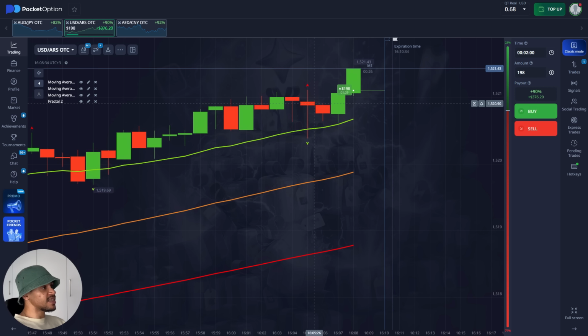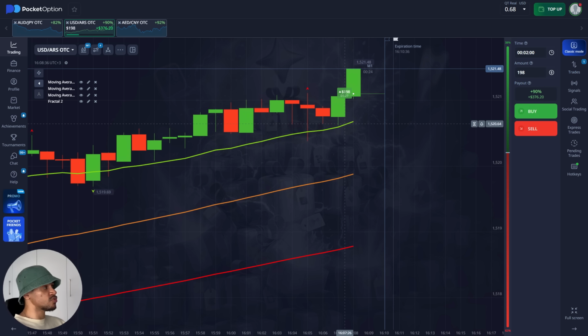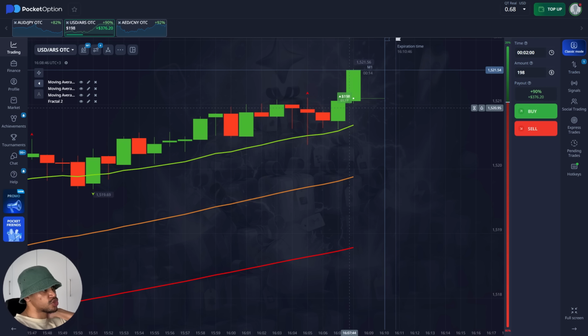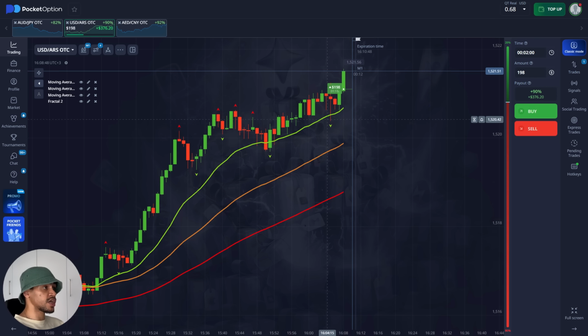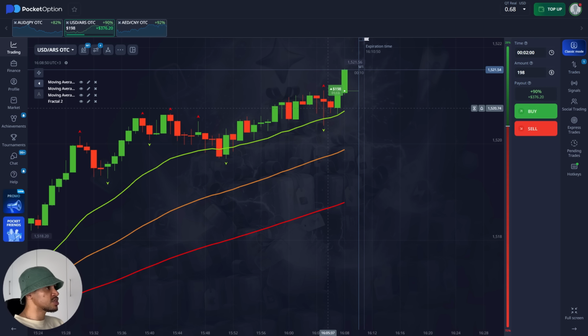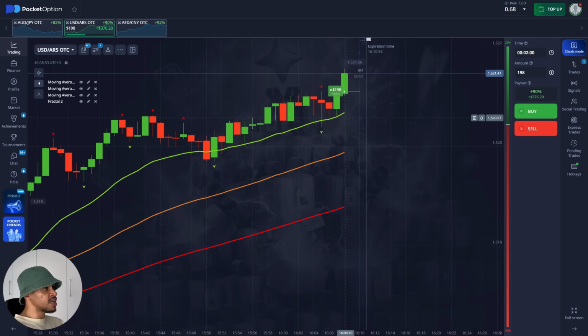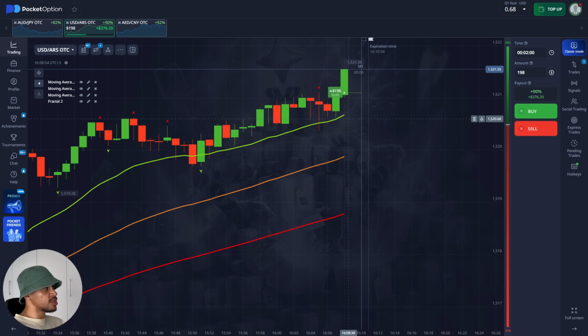Multiple candles again hit the 20 period right here, our moving average, and now we're just placing $198 on this one. This still looks like a pretty strong signal, as you can see that we're continuing a very rapid move upwards. So hopefully we get the money here. We still have another minute on this trade.